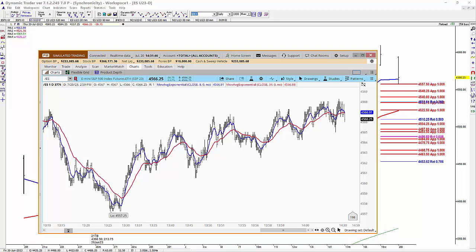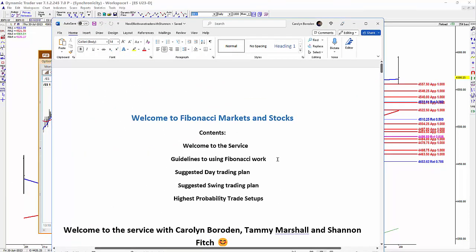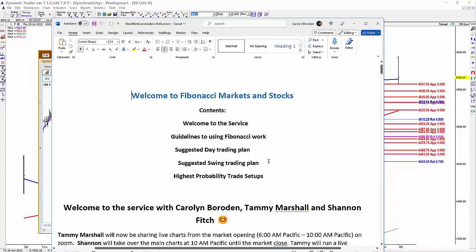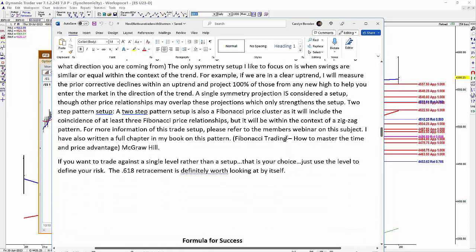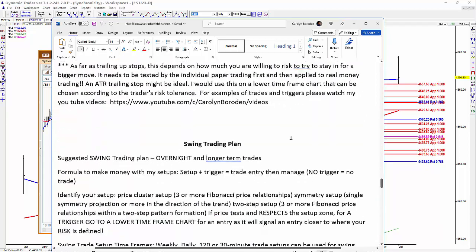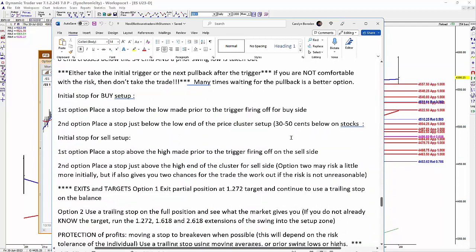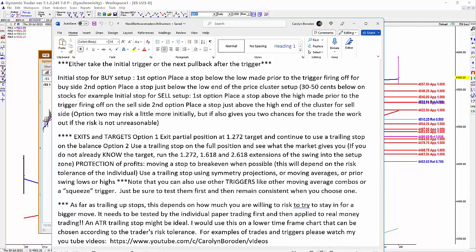This is basically your intro, your guidelines into using the work: suggested day trading plan, swing trading plan, highest probability trade setups. That's on the bottom. The moving averages that I use, it's all in there. I can post it on the site again. I've posted it on the site multiple times. I do have the PDF version. Or here, let me give it to you. See if you can open that up.